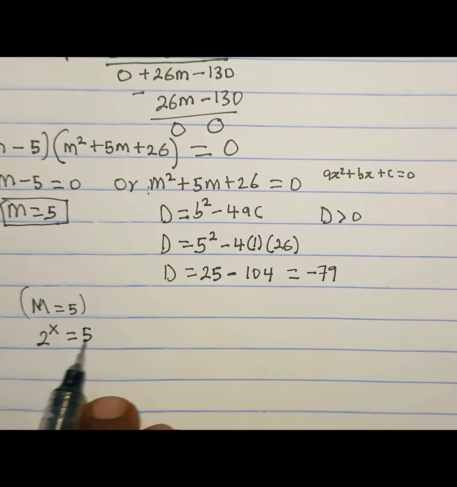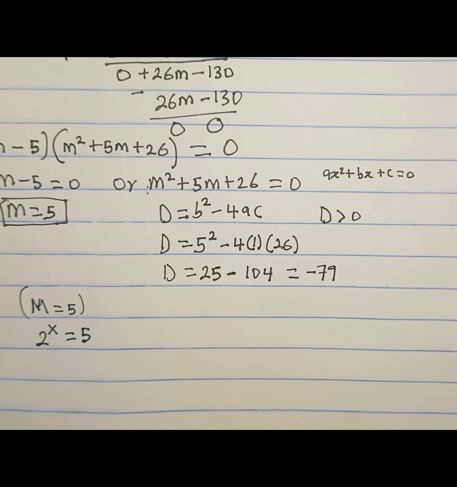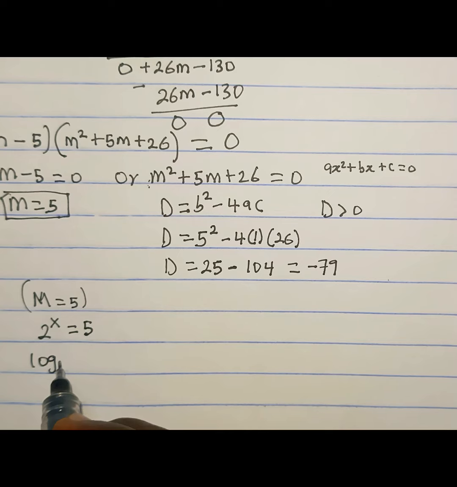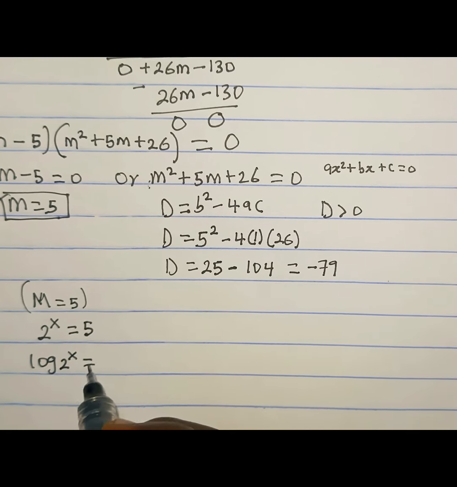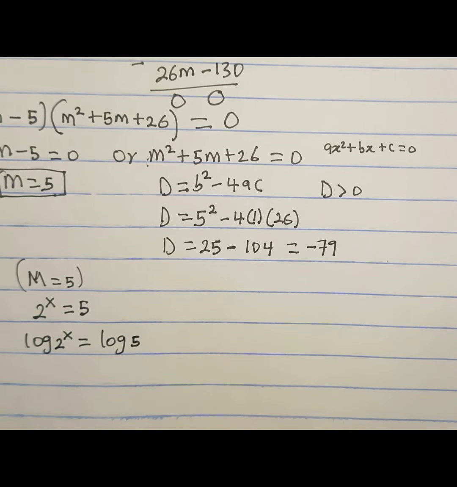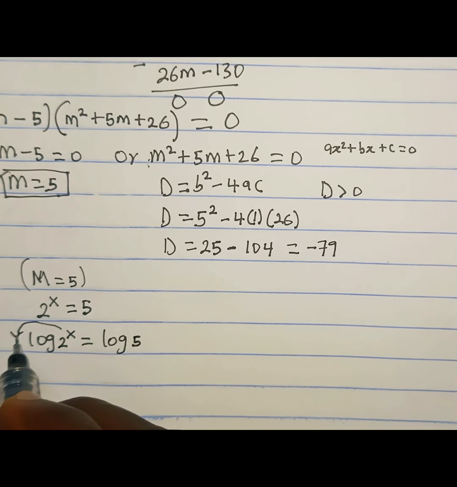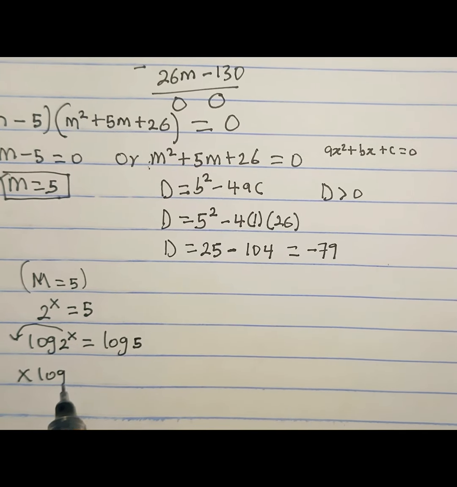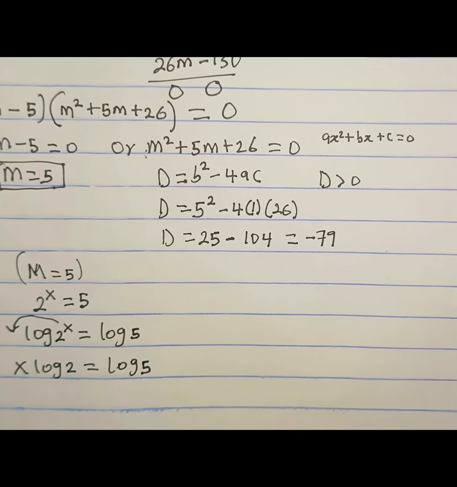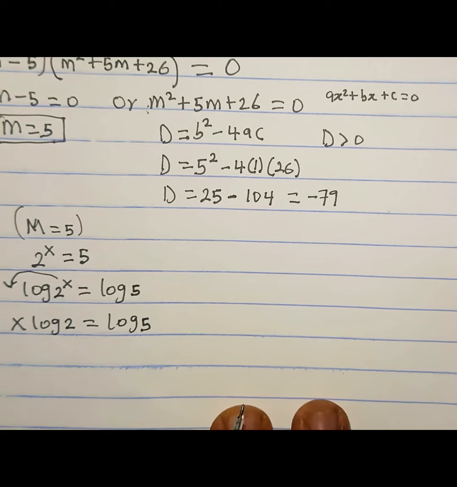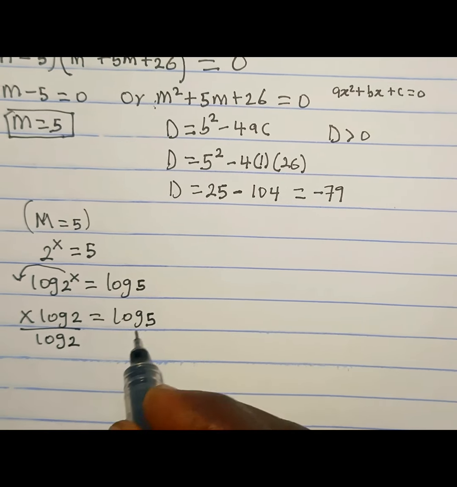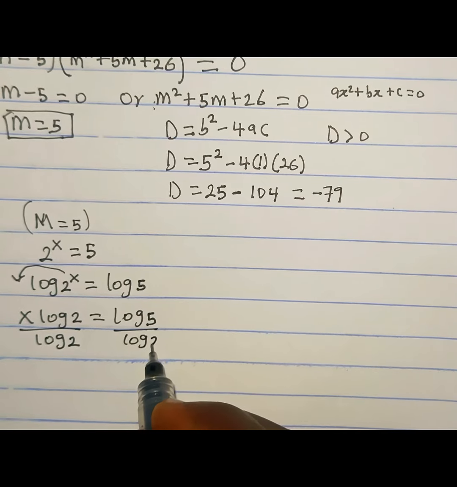There's no way we can make the bases the same. So we are going to take the log of both sides to base 10. We take log of 2 to the power of x, which is the same as log of 5. And recall the power property of logarithm. This x can go back and multiply the log. We have x log 2, which is the same as log 5. The next thing we're going to do is divide both sides by log 2, since we are looking for the value of x. So we divide the left hand side by log 2 and also the right hand side by log 2.